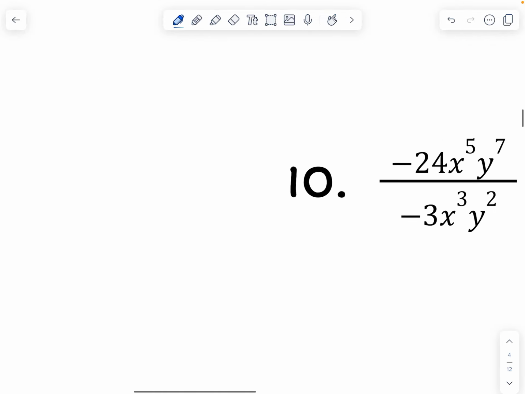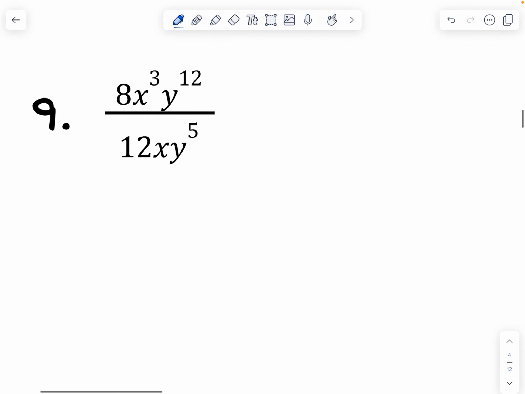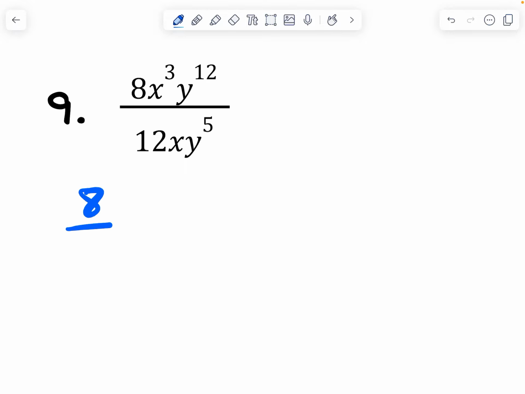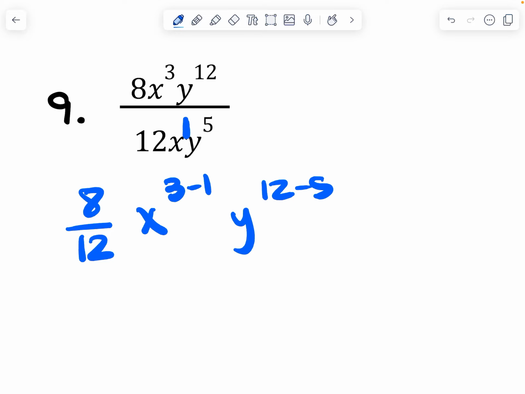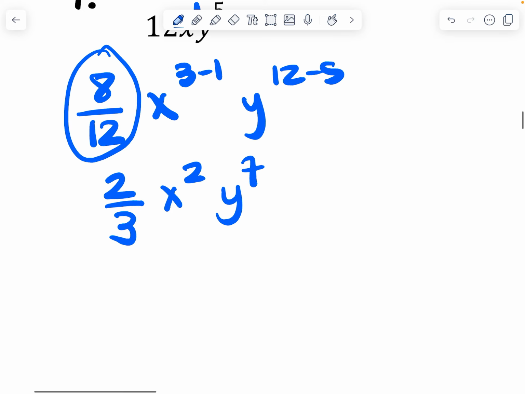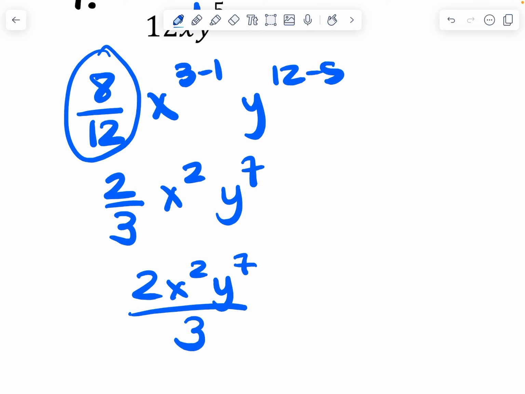Okay, let's look over here at number 9. I'm just going to simplify this. I subtract my exponents, remembering that that has an exponent of 1, so 3 minus 1, 12 minus 5. I simplify this fraction. What goes into both 8 and 12 evenly? 4 does. So I'm left with a 2 and a 3, x to the 2nd, y to the 7th. Or I can always write that like so.